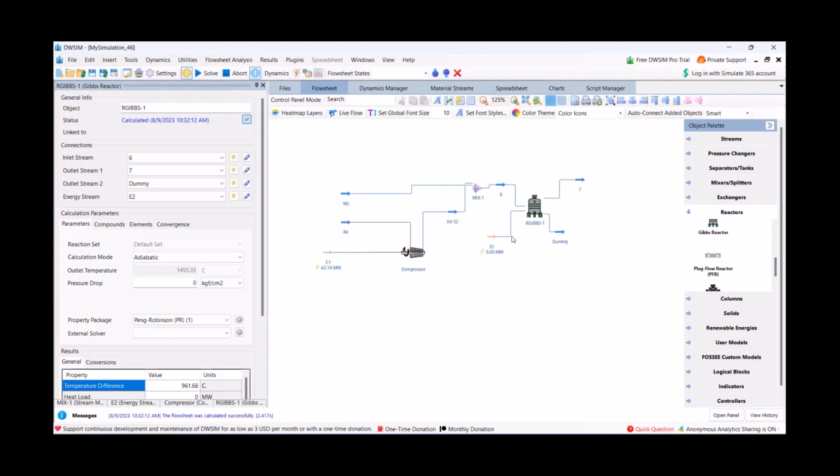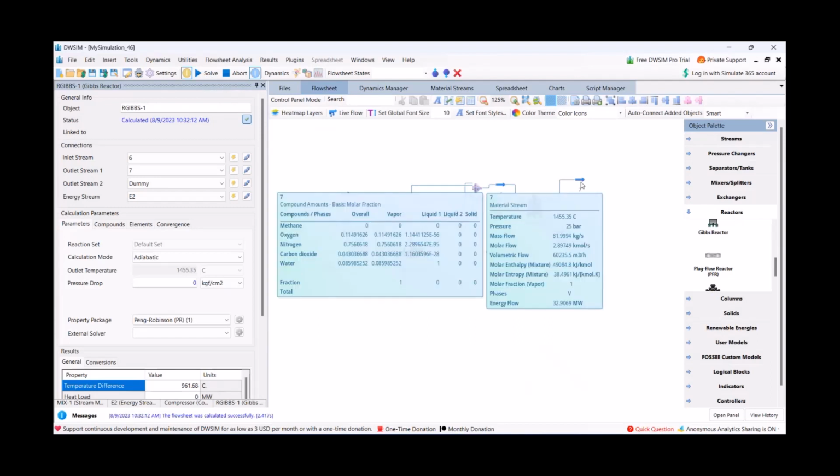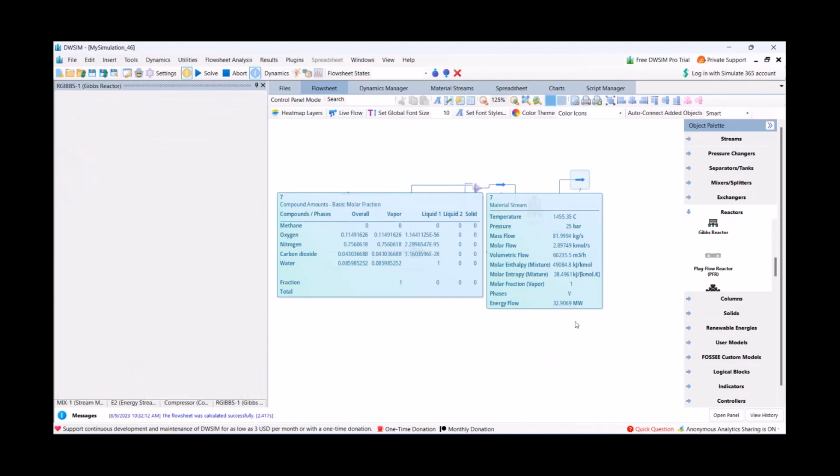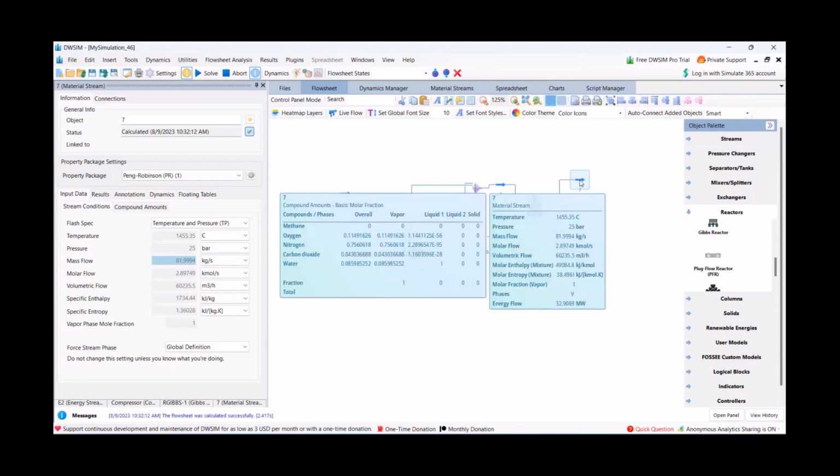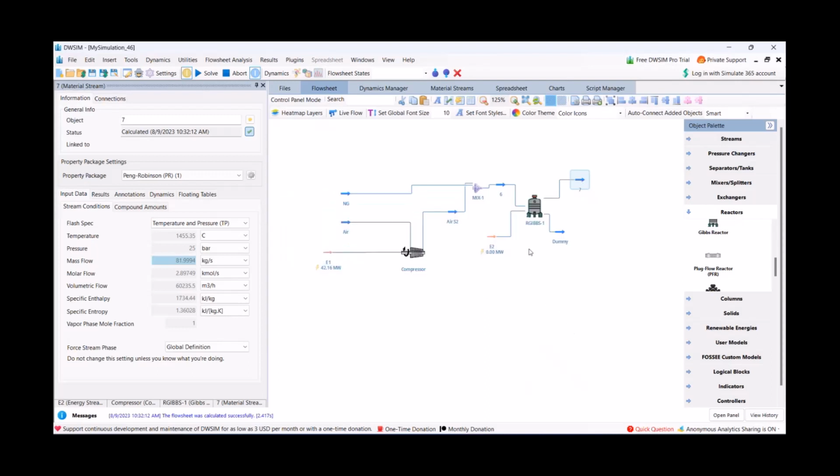Okay, now it is solved. I think they made some changes in the new version, which is a little bit slower. I hope they will solve it later. And now the temperature is 1400 with an energy flow of zero. It means it's an adiabatic reactor, which is fine. And we can change the temperature by increasing or decreasing the air flow rate, which we will discuss later.